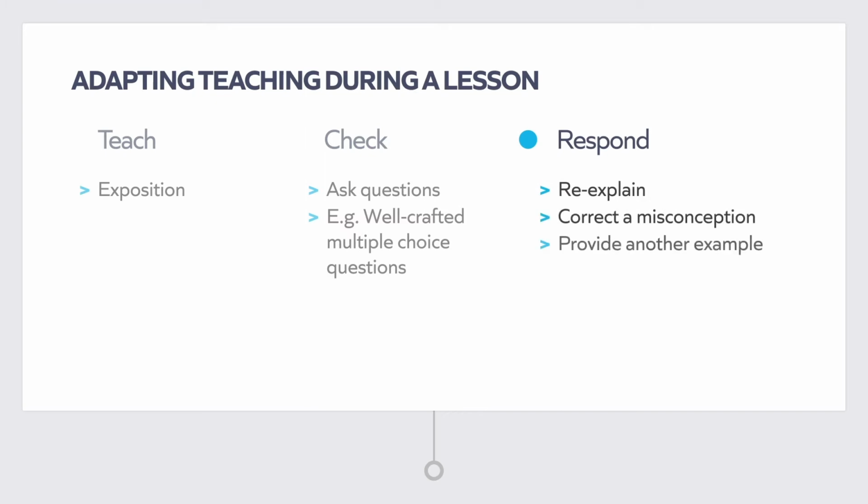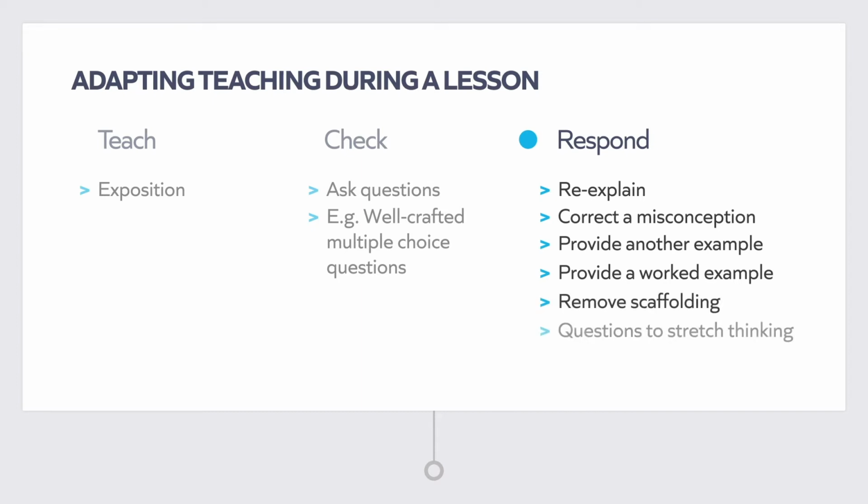Pupils might need another example, or you might want to provide a worked example where you go through a task or problem with pupils step by step. If teachers find that pupils are doing well in their learning, they might want to remove scaffolding in place, ask a question to stretch their thinking, or set them off on some independent work. Responding to pupil needs shouldn't mean creating 30 different worksheets for 30 different pupils. Re-explaining something, providing another example, or asking another question are quick and effective strategies that teachers shouldn't overlook.